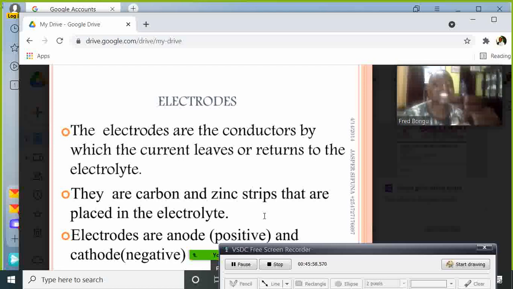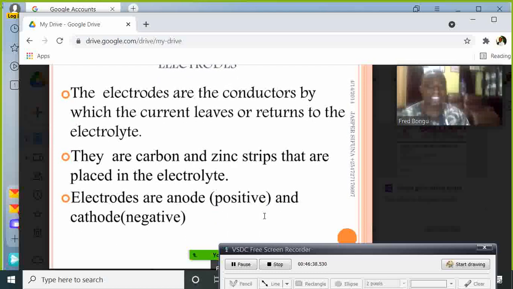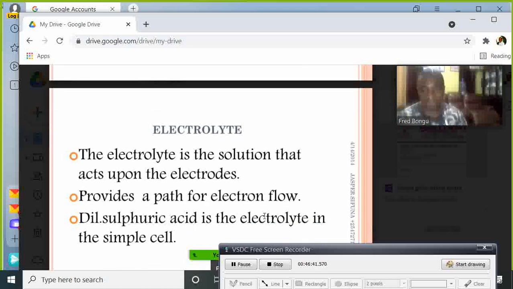An electrolyte is a liquid which allows current to pass through and is then decomposed by that current. So from this electrode, current will enter the electrolyte and then leave the electrolyte. We have two types of electrodes: the positive electrode and the negative electrode. The positive electrode is called the anode and the negative electrode is called the cathode. For example, for this cell, the negative one is the zinc and the positive one is the carbon rod. The positive is the anode, and the negative is the cathode.